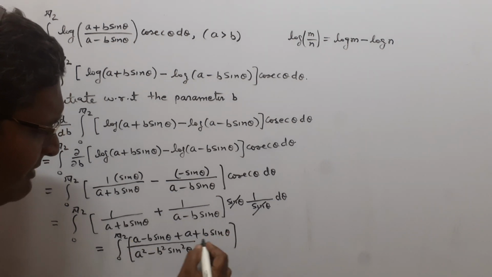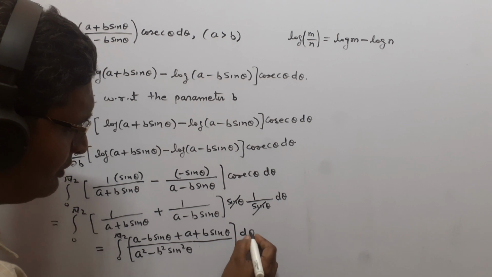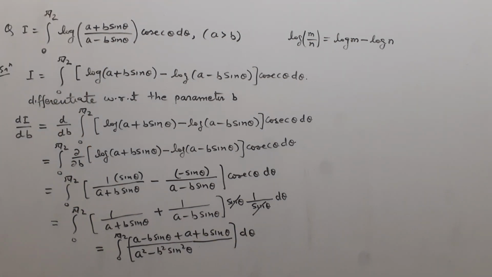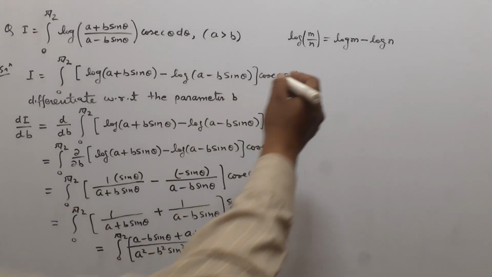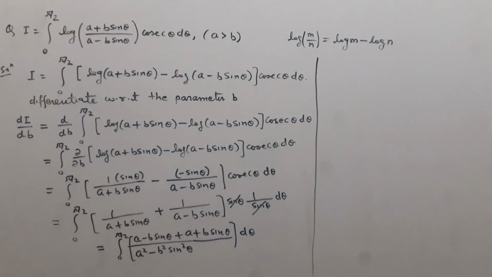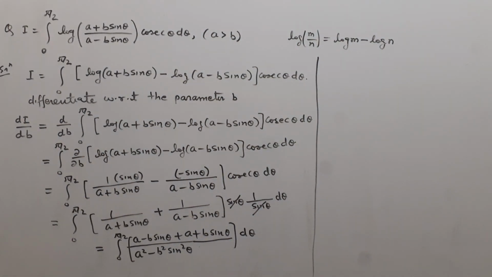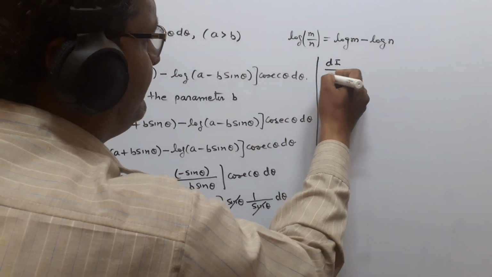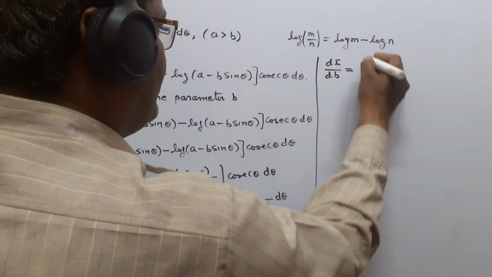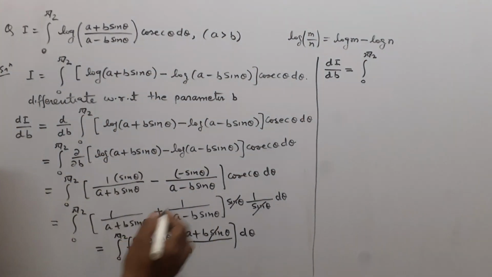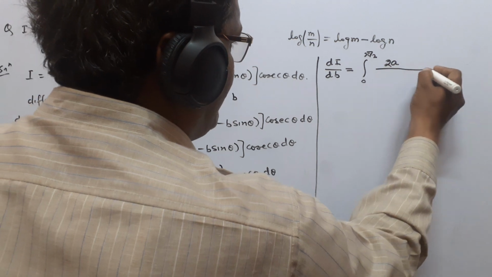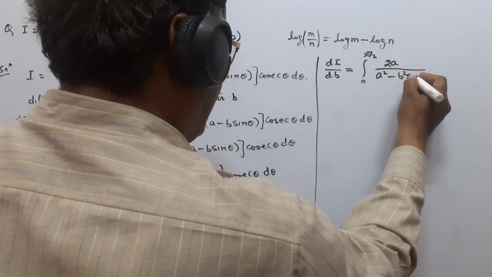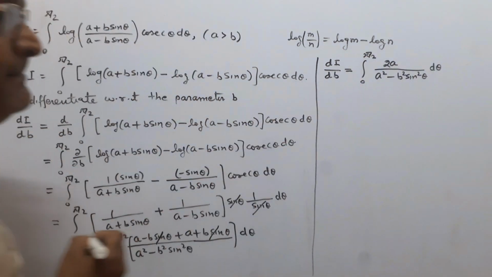We take LCM here, so we can see here this b sin theta and minus b sin theta, this is cancel out. Here we can see this minus b sin theta and plus b sin theta, this is cancel out. So we can write here di upon db is equal to here a plus a, this is 2a divided by a square minus b square sin square theta d theta.